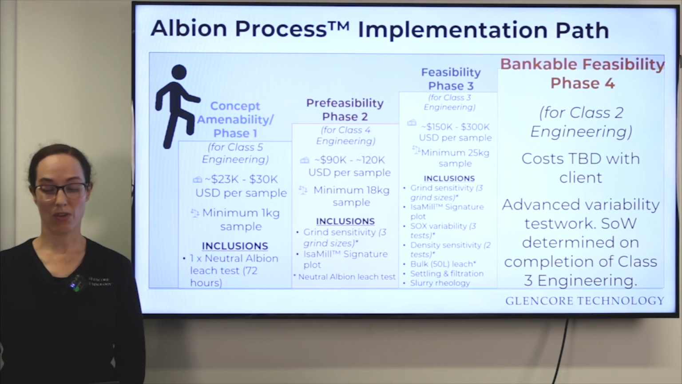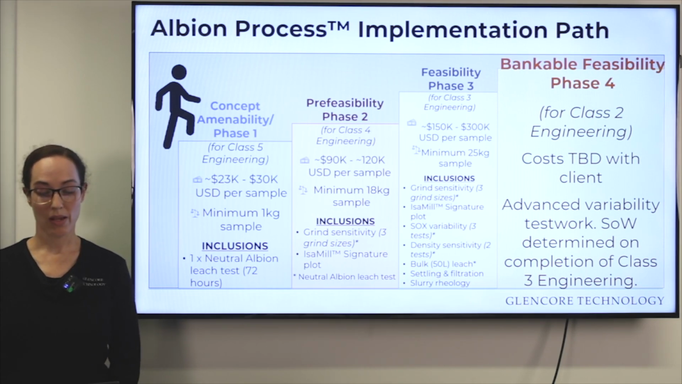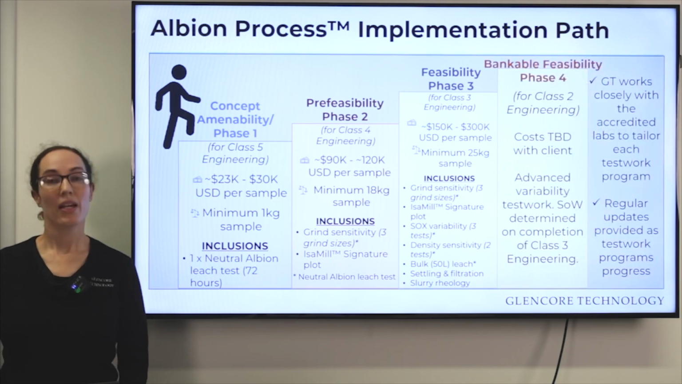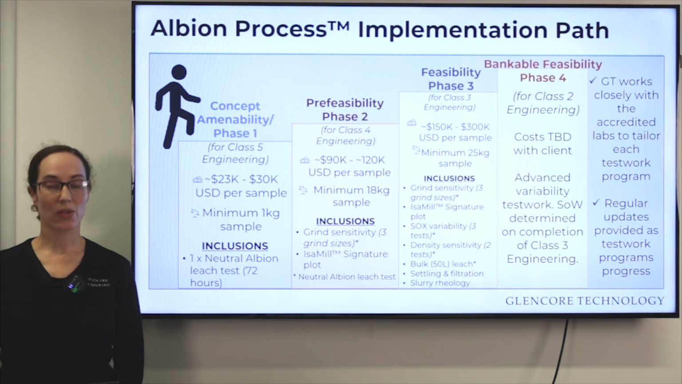The bankable feasibility, or phase 4, is the final stage, and this is very project dependent. It would look at advanced variability test work, and the scope of work would be determined based on the completion of the Class 3 engineering study. GT works closely with accredited labs so that we know the quality of the work can be trusted. We provide regular updates throughout the test work programs with you, the client.